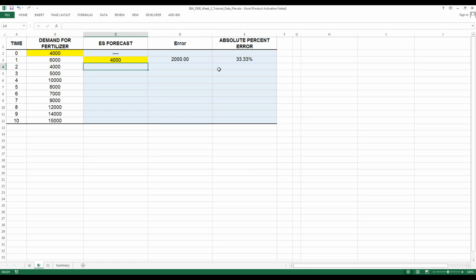So how do we do this? Well, we need an alpha. Okay, so what's alpha? Alpha, they told us to use 0.7. Okay, so I'm going to do the previous forecast plus alpha, which I'm going to make static because I don't want that one to move, times the previous error.